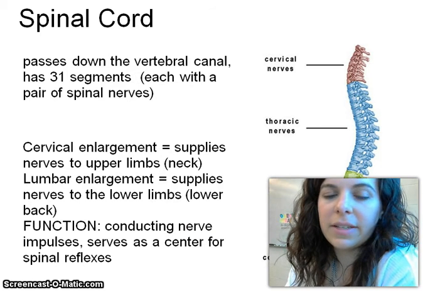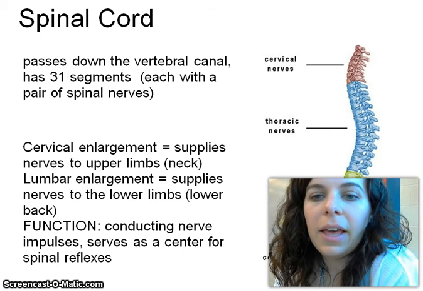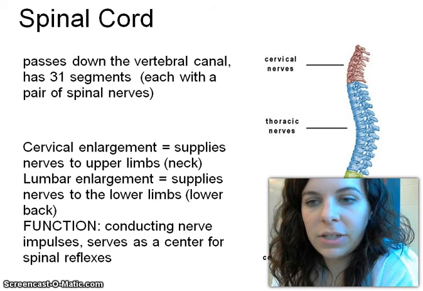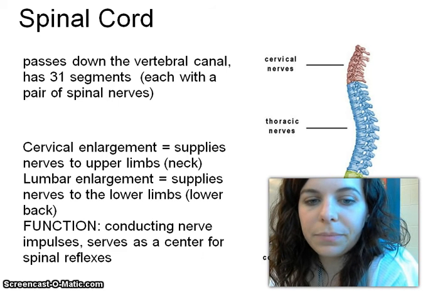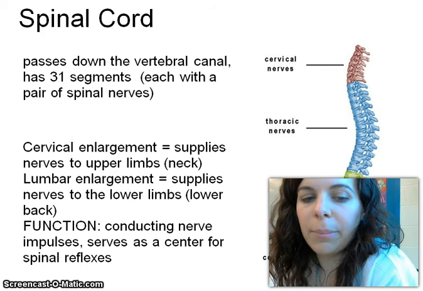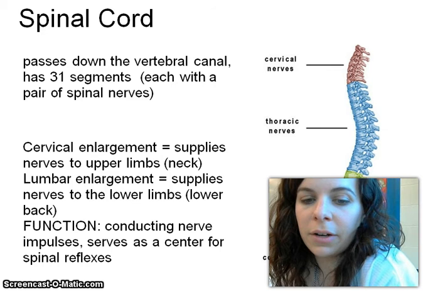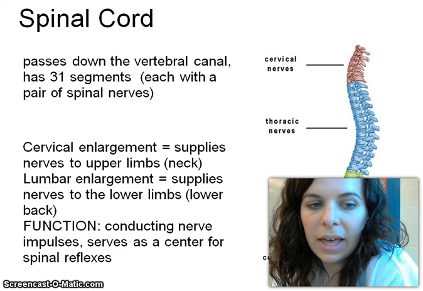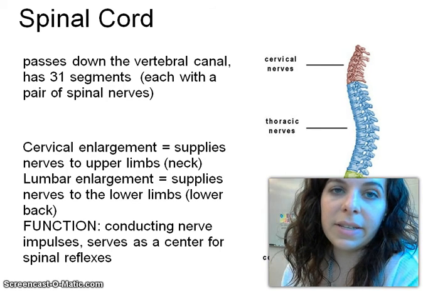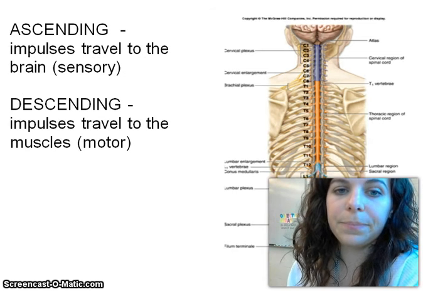The first part of the central nervous system is the spinal cord, which passes down the vertebral canal and has 31 segments. Each segment has a pair of spinal nerves. The cervical nerves supply the upper limbs, and the lumbar nerves go to the lower limbs. The function of these is to conduct nerve impulses and serve as a center for spinal reflexes.